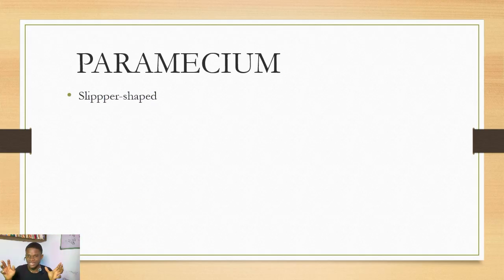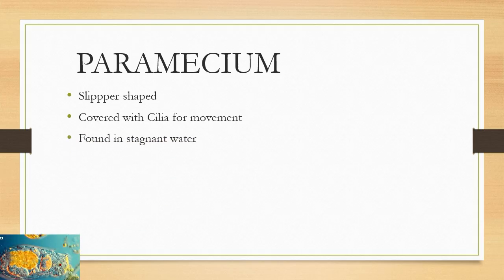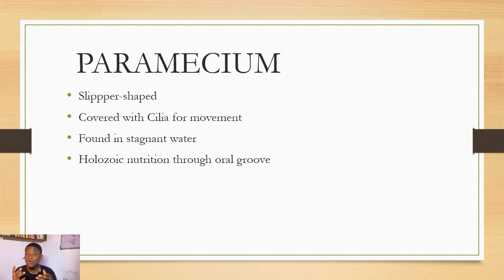Okay, like your slippers, the slipper shaped. Then they are covered with cilia for movement. The organelle for movement in Paramecium is what? Cilia. Okay, they are found in stagnant water. Then holozoic nutrition through oral groove. So they use the oral groove for eating.